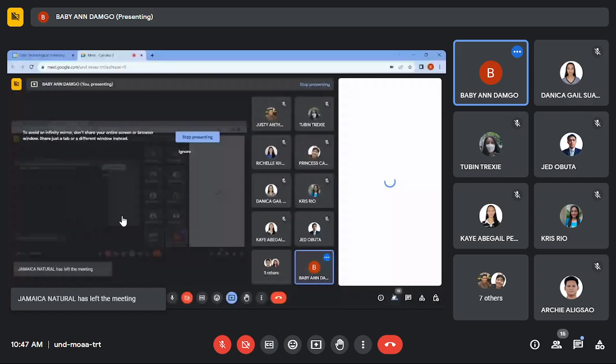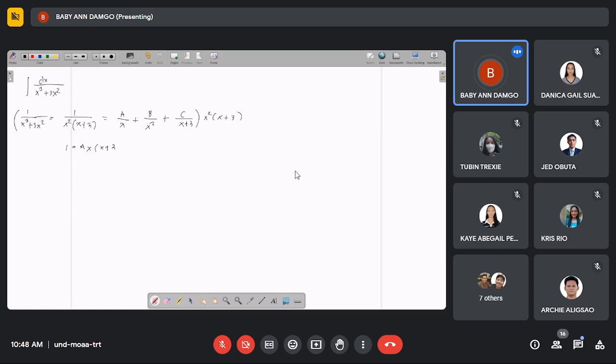Okay, so now multiply by its LCD, x squared times x plus 3. So we have 1 equal to a over x times the LCD, so ax times x plus 3, plus b over x squared, this is b times x plus 3, plus c times x squared. Okay, so simplify, we have a times x squared plus 3x.